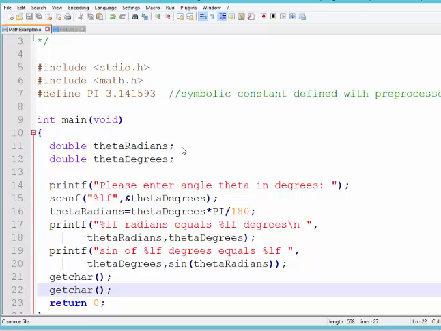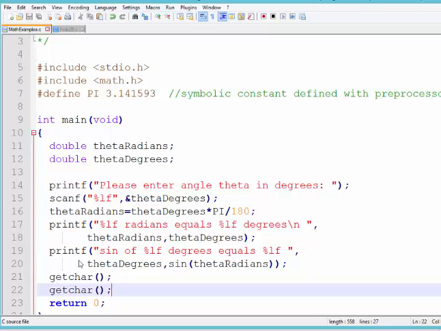So I declare two doubles, theta in radians and theta in degrees. I like putting that it's theta and angle, and making sure that I put the degrees as part of the variable's name, the identifier. So here's the rest of my code. I'm going to ask the user to enter theta in degrees, and I'm going to convert it to radians and put out the answer.